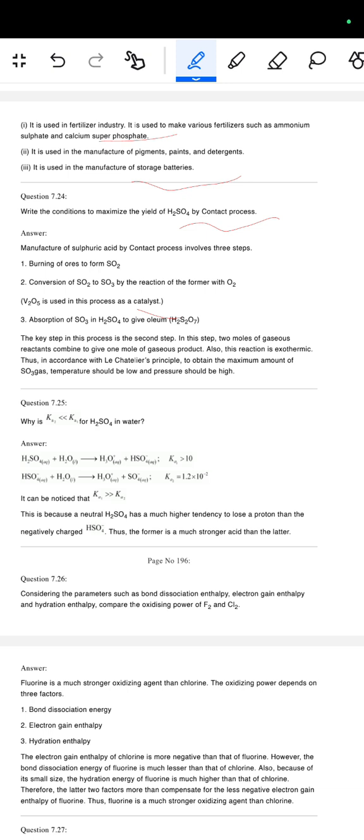So the key step in this process is the second step. In this step, 2 moles of the gaseous reactant combine to give 1 mole of the gaseous product. Also, this reaction is exothermic, thus in accordance with the Le Chatelier principle, to obtain the maximum amount of SO3 gas, temperature should be low and pressure should be high.